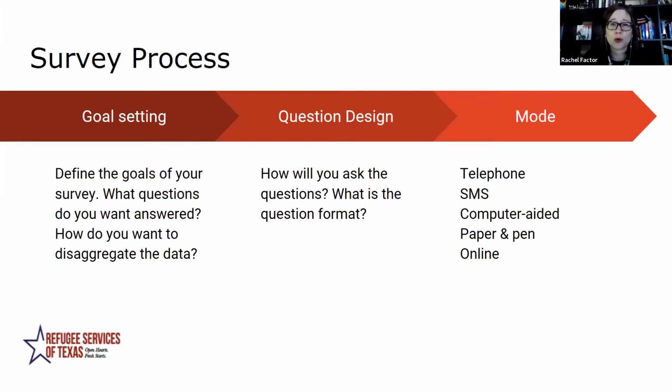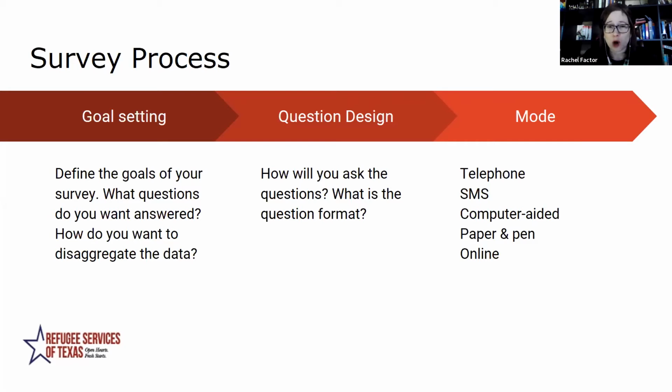It's also good to understand how you want to disaggregate the data. So if you want to be comparing different groups, if you serve people from different nationalities, from different language groups, or if you're surveying staff, different staff roles, supervisors versus caseworkers. So it's important to set those goals before you start your question design.